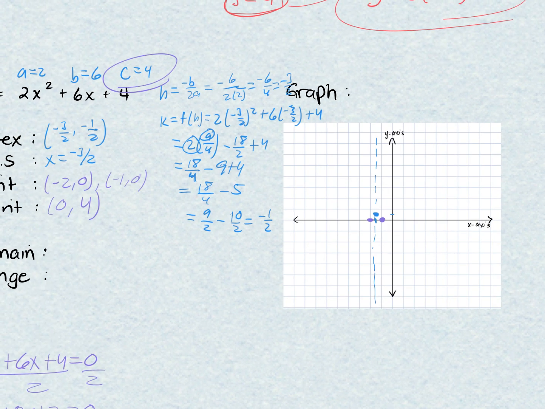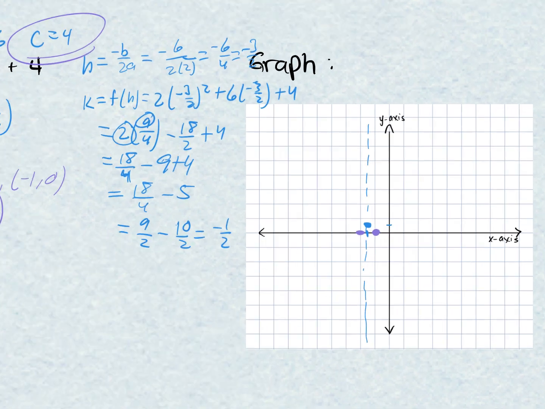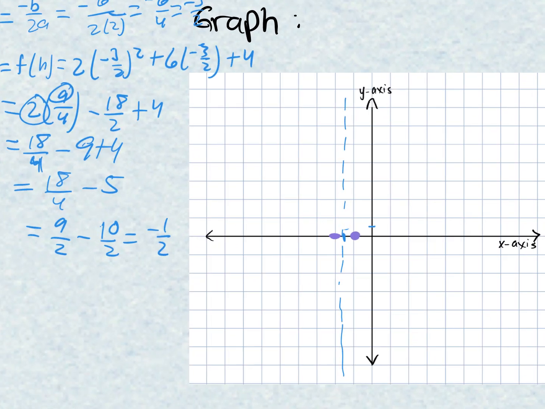And I noticed I made a mistake. All right, so this vertex shouldn't be right there. All right, so it was -3/2 and -1/2, right? So it should have been down there, right there. All right, so it should be facing up, right? And then your y-intercept, we had said, was at 4, so it's going to be right there.